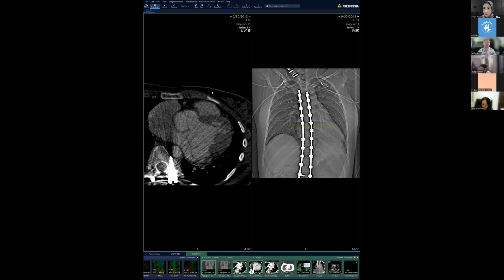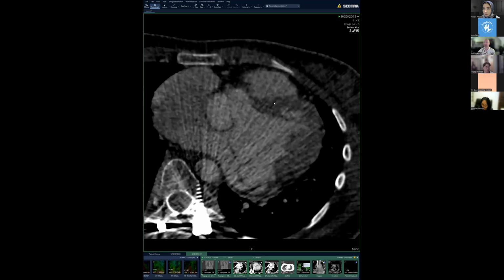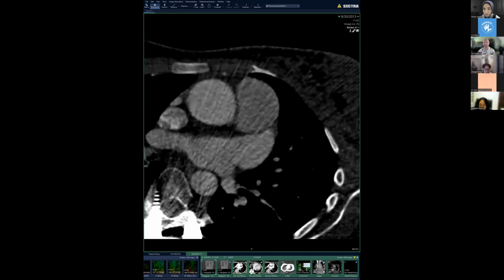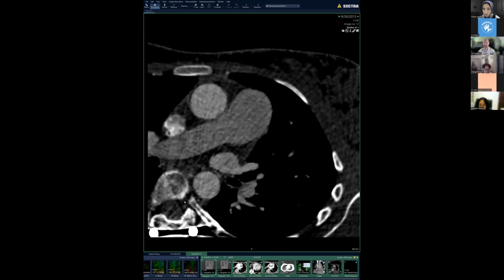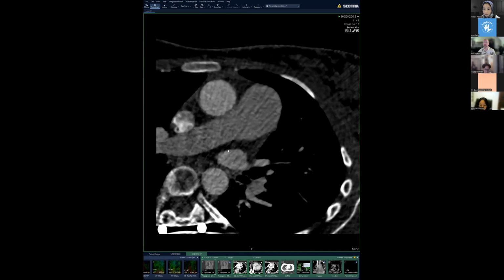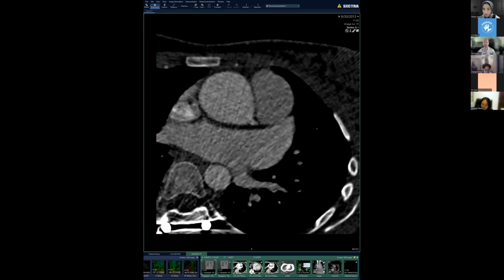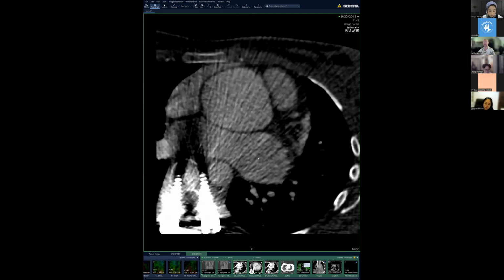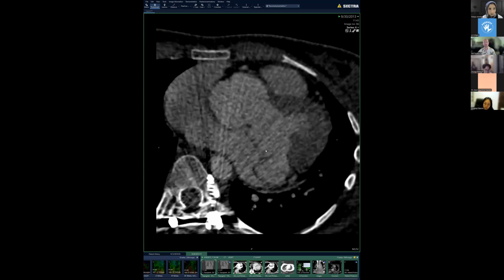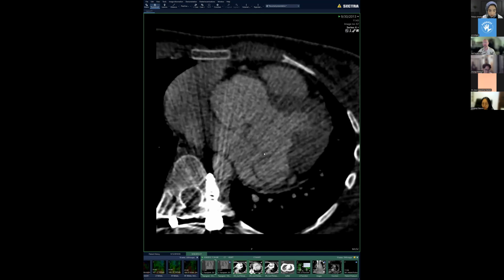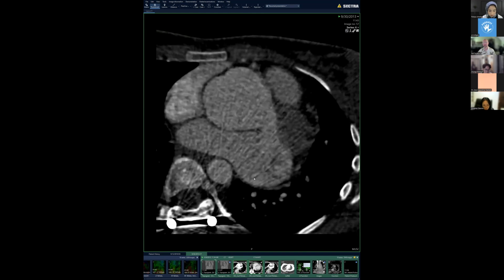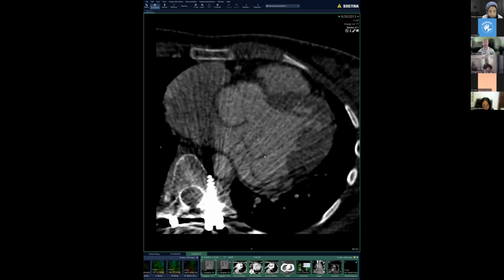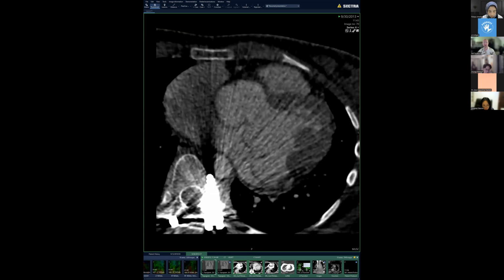So this particular 23-year-old, as you can see here on this cardiac scan, if we scroll through, obviously we have some artifact from the spinal hardware. But as we scroll through to the left atrium, we see this dilated aortic root. And then as we get to the level of the mitral valve, already on the axial view, it becomes obvious that this patient has significant prolapse of the posterior leaflet. But the best way to assess this is obviously going to be on a multiplanar reformat.